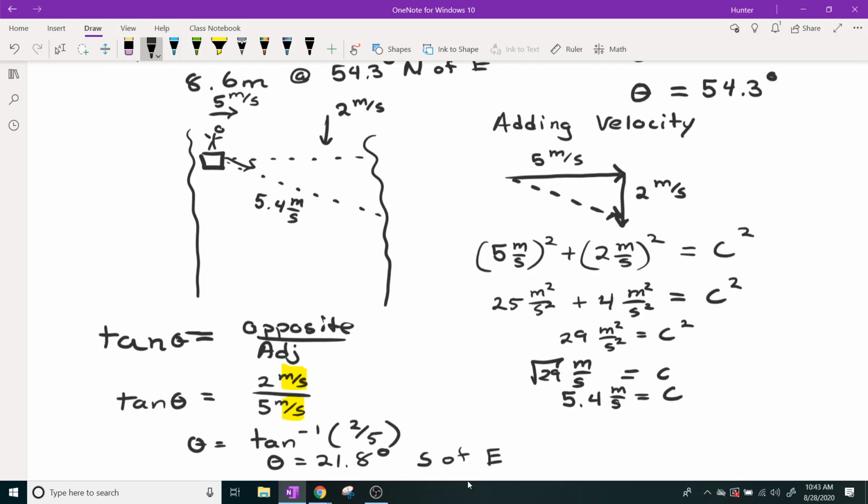Am I going the wrong way? Well, here's east. East is, yeah, east is going this way, right? So I'm going to go 21 degrees south of east. So I think I'm okay.